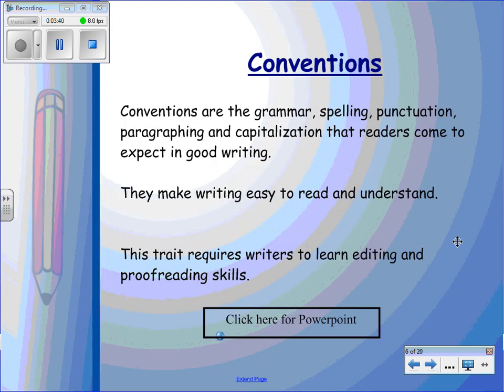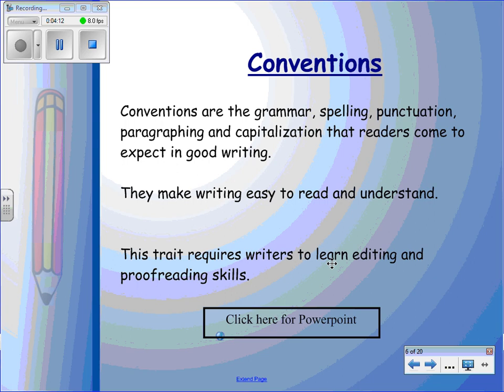Okay, here we are with conventions. I said earlier it's like grammar. It's grammar, spelling, punctuation, paragraphing, capitalization, all the things that you had to learn first before you could start writing. You have to have these things to be a good writer. If you can't capitalize all of your words, a reader is going to get bogged down in thinking this person doesn't know how to capitalize. So make sure that you know how to correct your convention mistakes.